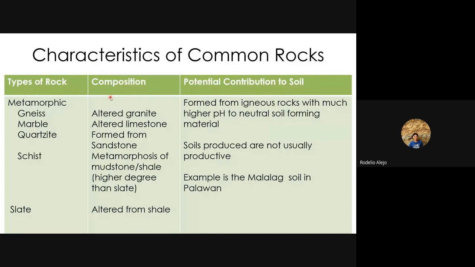So we have here some of the metamorphic rocks. We have gneiss, marble, quartzite, schist, and slate. Their potential contribution is higher pH to neutral soil forming material. As they are formed from the metamorphism of other rocks such as igneous rock, their contribution to soil is quite similar to the contribution of igneous rock. Where they came from, commonly that is also their contribution to soils. Okay, but commonly the soils produced from metamorphic rocks are not usually productive.